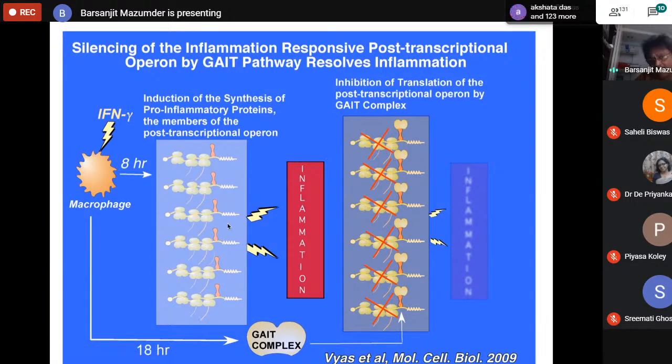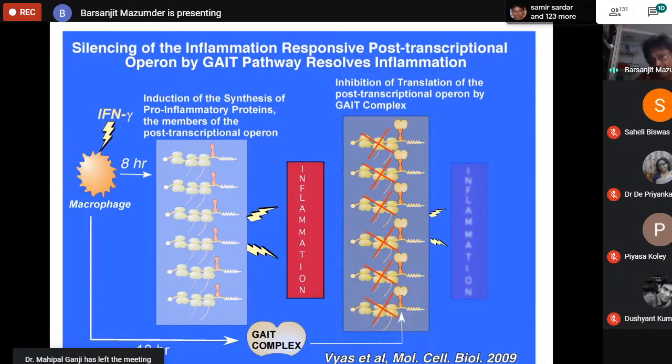The cell must have adopted a control mechanism, and this GAIT complex may be a part of the control mechanism. L13A is released in a delayed fashion and forms the GAIT complex. And once the GAIT complex is made, it can bind the 3' UTR. All of these elements may have the GAIT element at their 3' UTR, and then this GAIT complex can bind the element and silence their translation. So this could be the natural defense against over-inflammation. This is the way maybe the cell is controlling the synthesis of these lethal molecules. But again, this is a hypothesis.